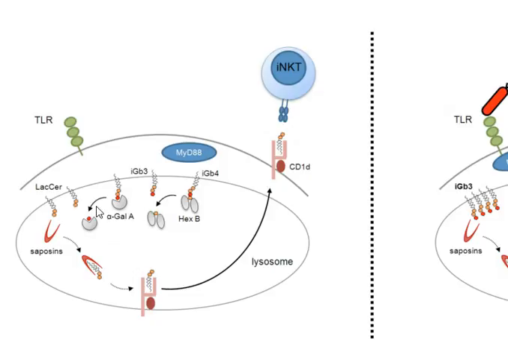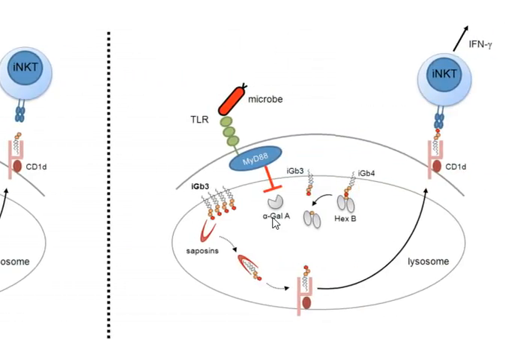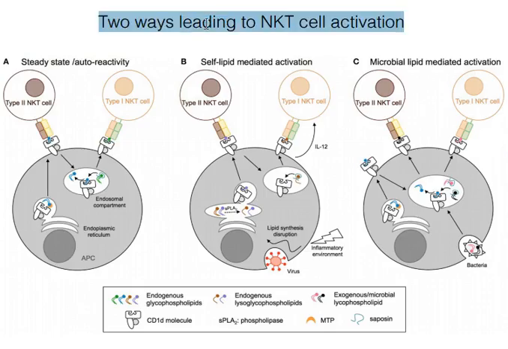When we have TLR stimulation, this will block this enzyme. So then we will accumulate a lot of endogenous lipids that will bind CD1 and will come out to the surface. Does it make sense? Okay.